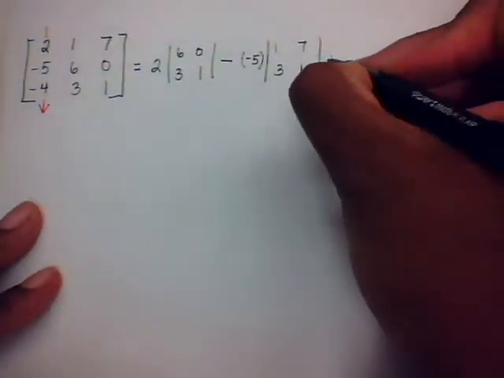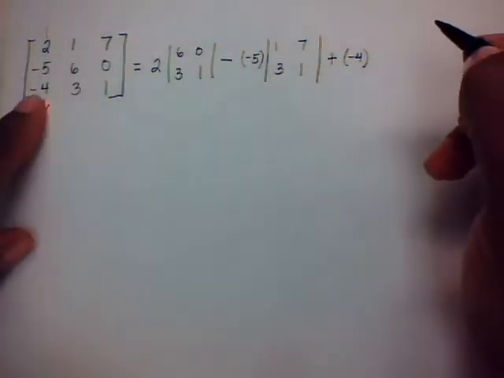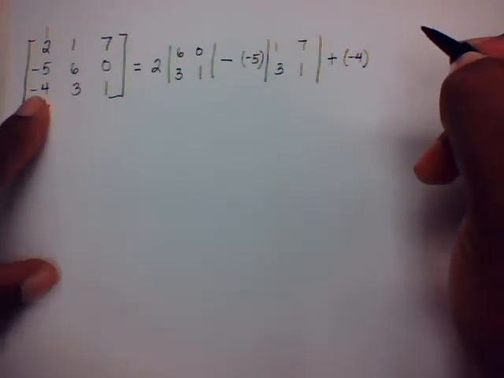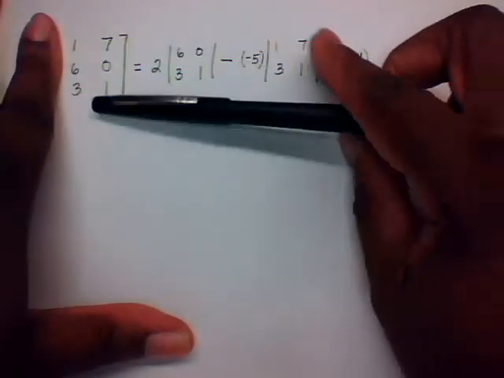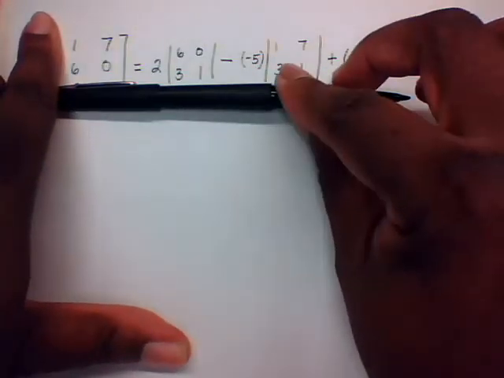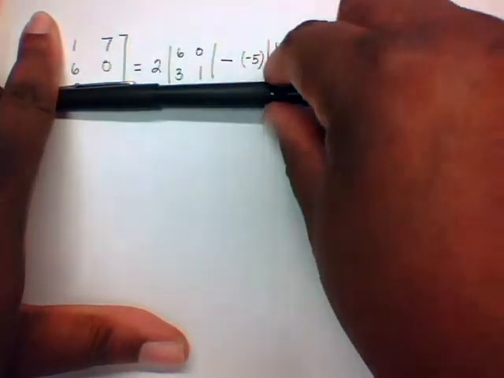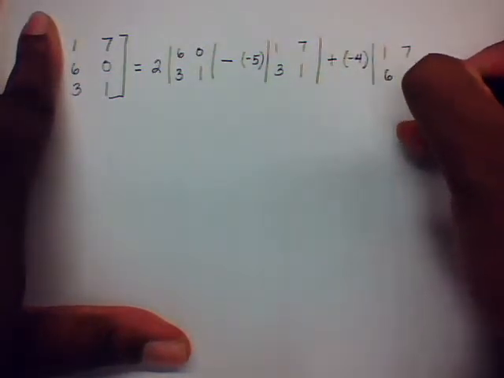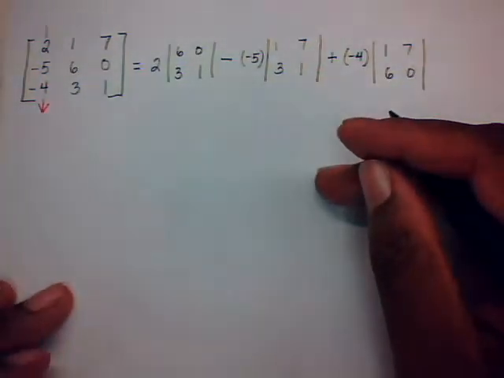And then the next one will be a plus. Now, the negative 4 comes from the third element, in the third row and first column. So I'm going to cover up the first column and the third row. When I do that, there's my other minor, 1, 7, 6, 0. Okay, that's expansion by minors.